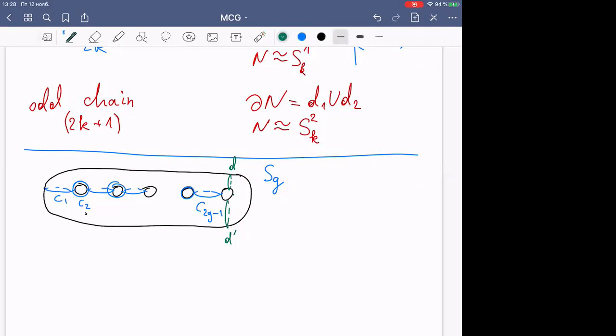After I add this cylinder, D becomes isotopic to D prime. It wasn't isotopic to it before we added this cylinder on the right.